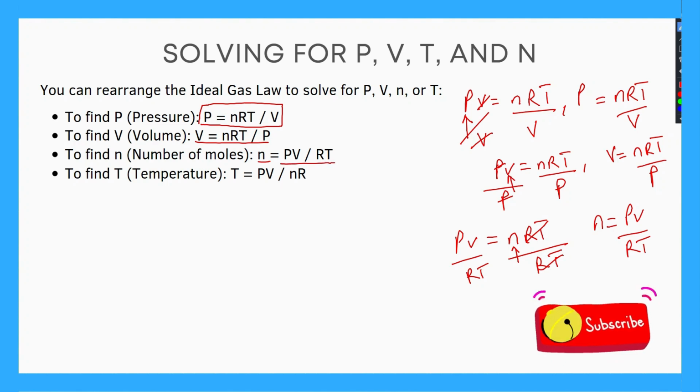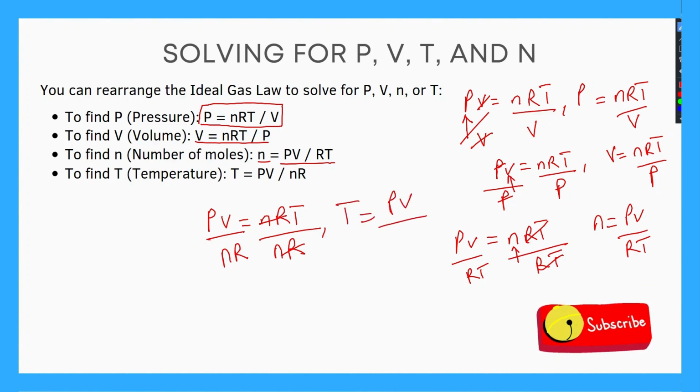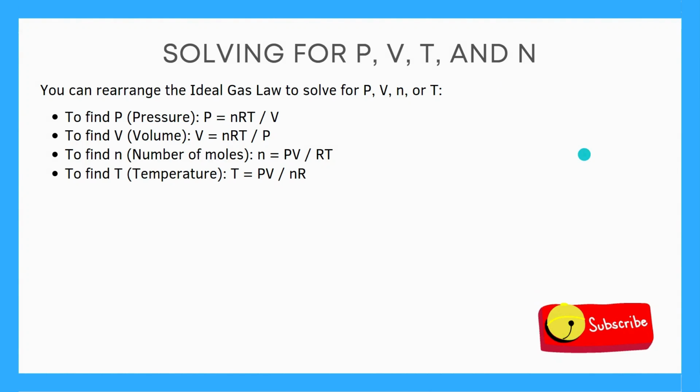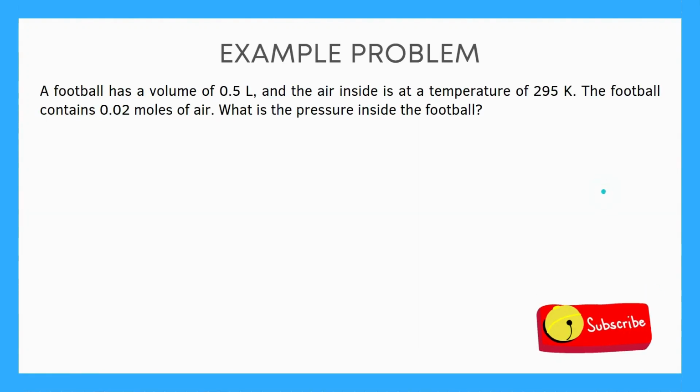And then finally, when you want to look for T, the temperature, PV equal to nRT says you need to divide both sides by the coefficient, which in this case is nR. nR cancels nR, and then you're left with T being equal to PV all over nR, which is what you have over here. So that's it for finding the other variables in the ideal gas law.